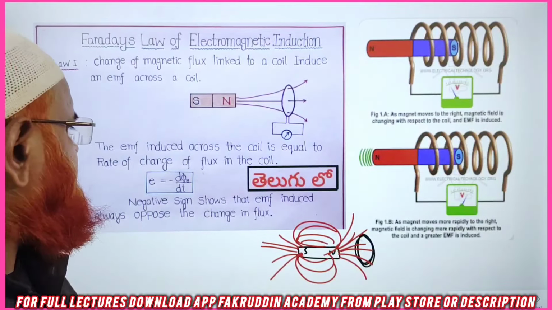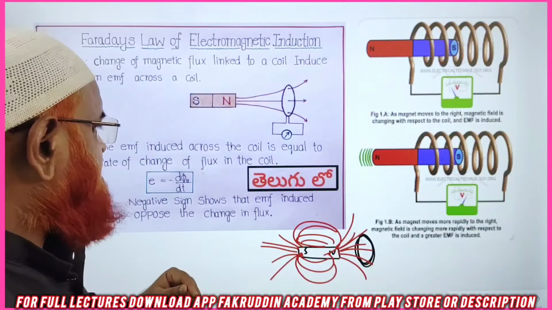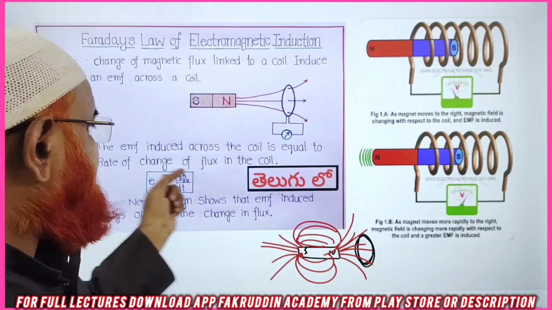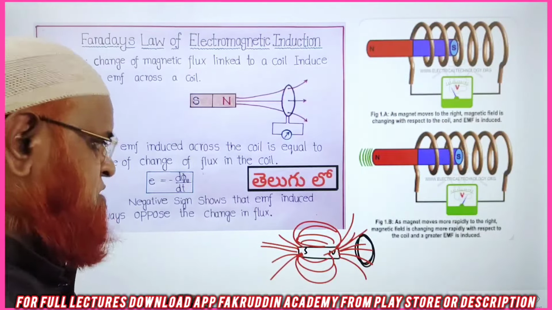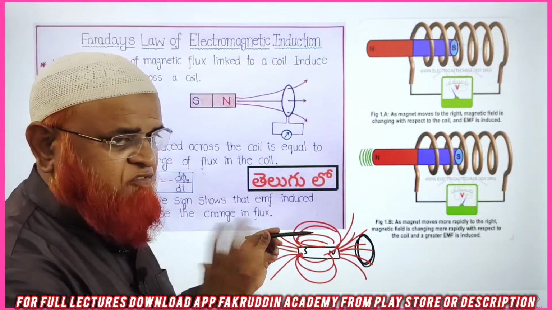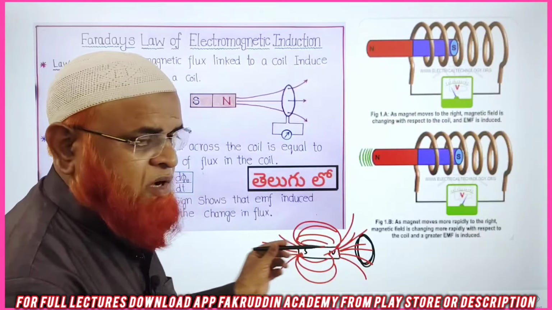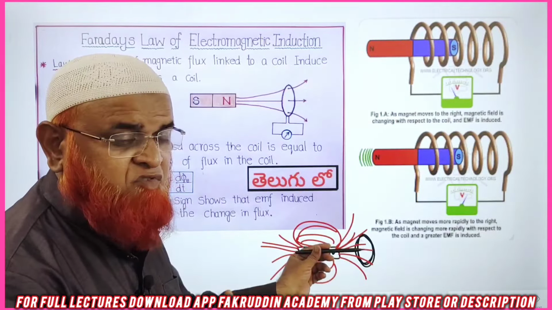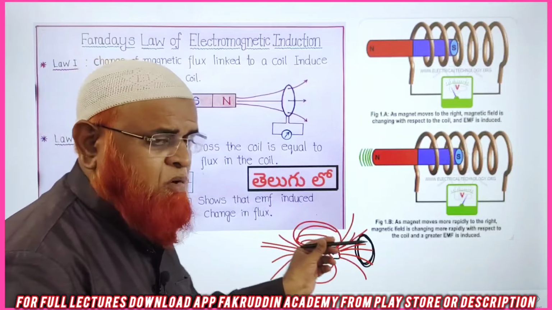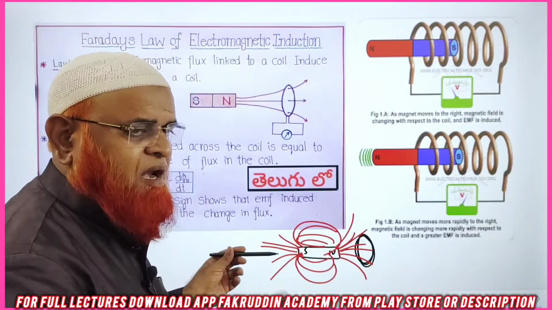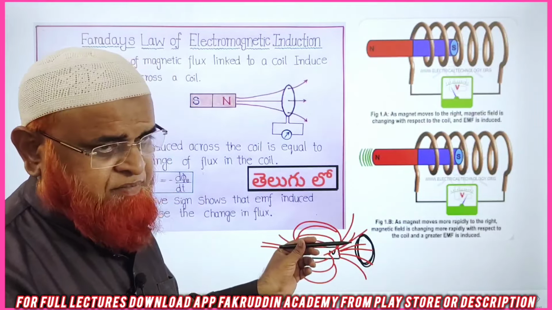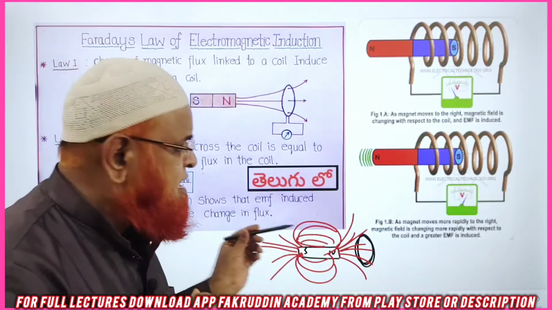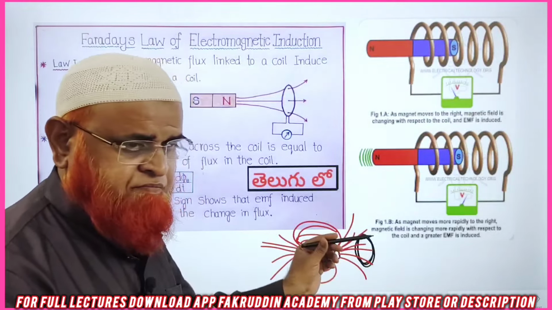What is the second law here? The EMF induced across the coil is equal to the rate of change of flux. What is the meaning of rate of change of flux? See, if you move the magnet slowly, the rate of change of flux is less. You take it close, more lines link; take it away, fewer lines link; close again, more lines link. This is a very slow rate, so very little EMF is produced.